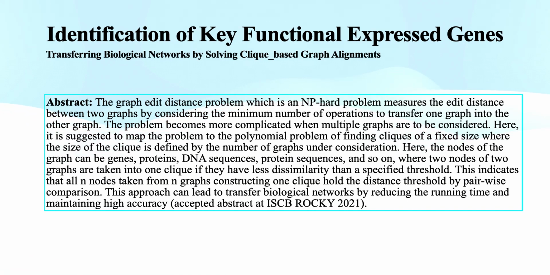To transfer biological modules from well-annotated biological networks, we suggest to follow the clique property, where two nodes of two graphs are taken into one clique if they have less dissimilarity than a specified threshold.